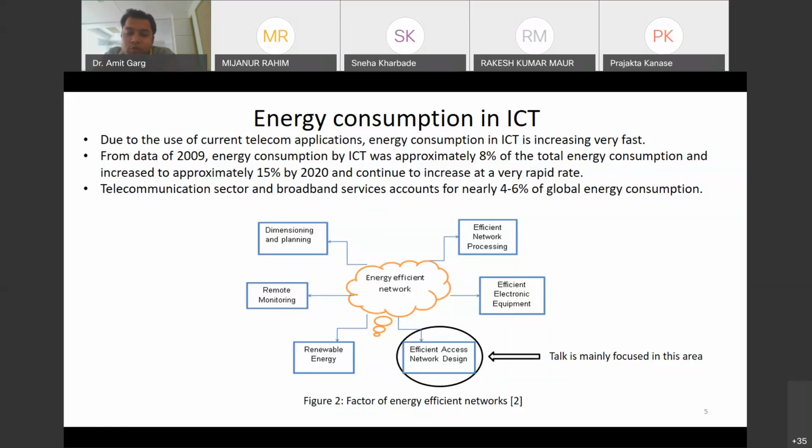Suppose the wind energy or solar energy is available at some distant place, so we can install the servers there also. If the server is installed there and we are using the wind energy or whatever renewable energy is available there, then we can access these resources remotely. So we can basically save some energy. And another point is the efficient access network design. So this is the main topic of our focus.